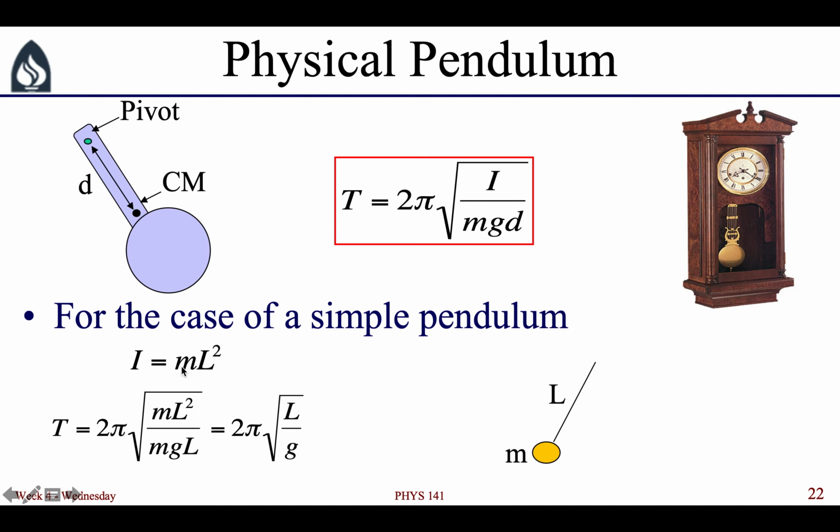Then also d, the distance from the pivot to the center of mass, well, all of the mass is here. So the distance between the pivot and the center of mass d is also equal to L. So we can put in what we know for the moment of inertia and that d is equal to L. We get some cancellations and end up with that the period is equal to 2 pi times the square root of L over g, which is the expression we had before. So this check shows that this is a general equation that works for all types of pendulums, and in the case of a simple pendulum, it reduces to the formula that we had derived before.